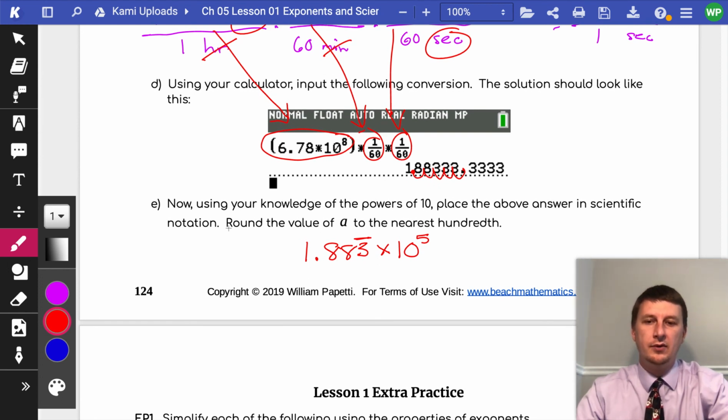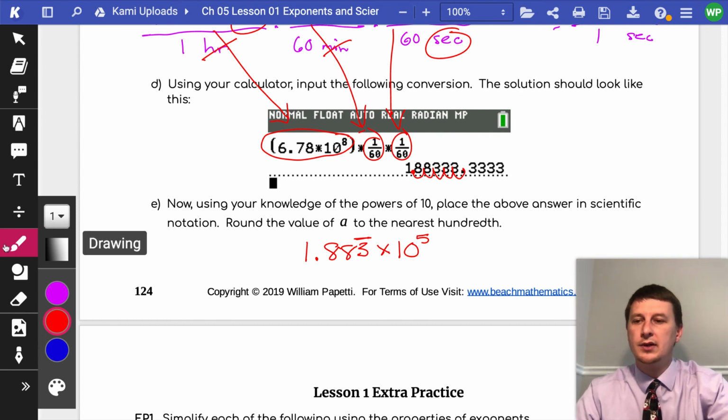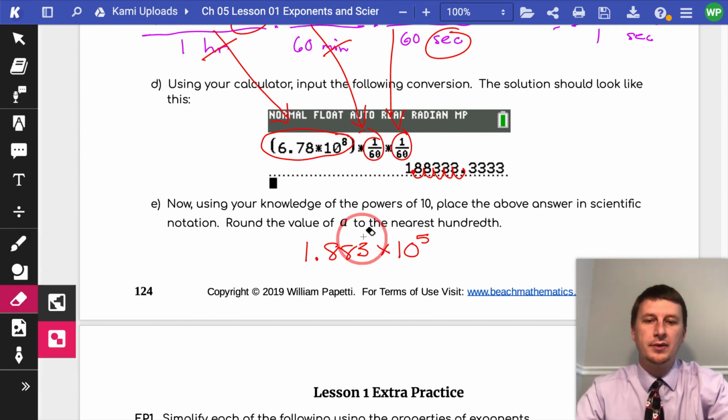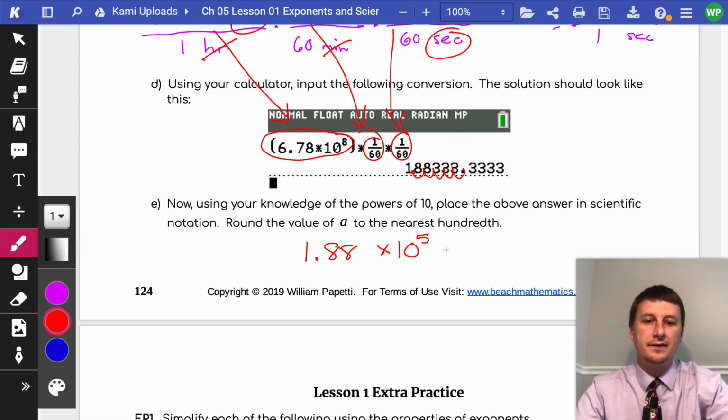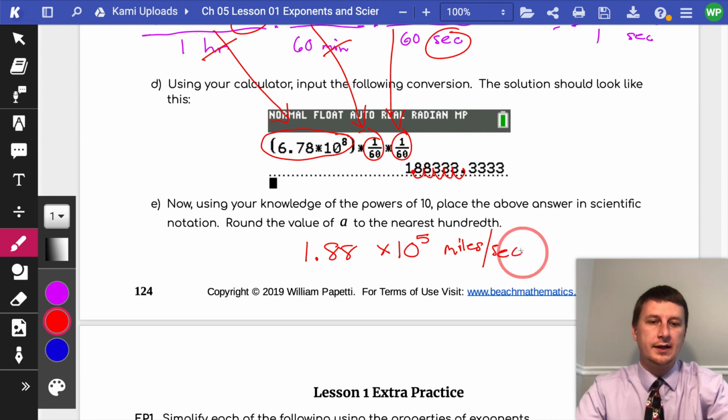But again, we want to always read our directions because this says to round the value of a to the nearest hundredth, and I have it not rounded at all because I have the repeating. So to the nearest hundredth, that would be 1.88 times 10 to the 5th miles in 1 second.